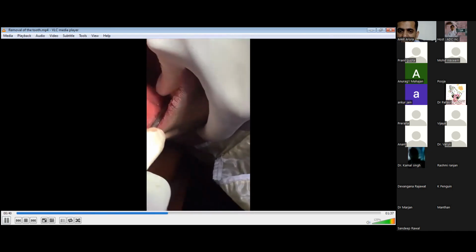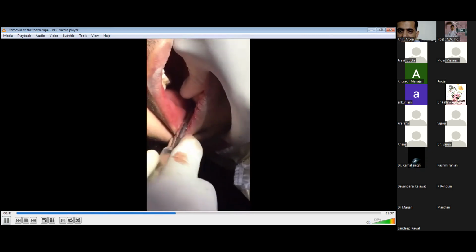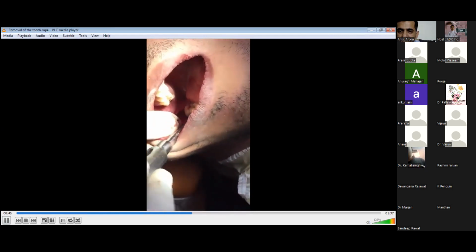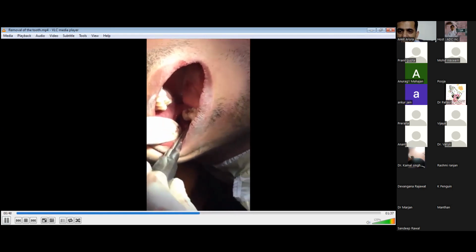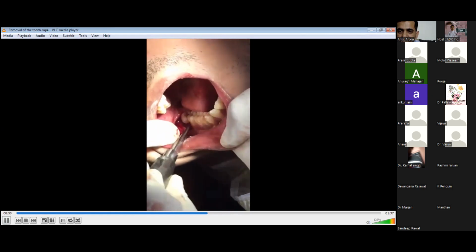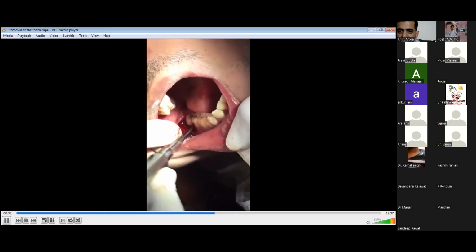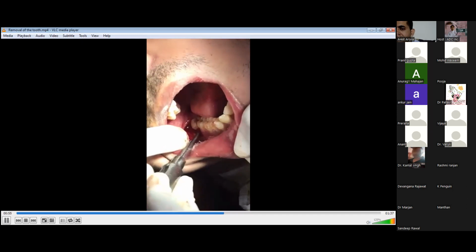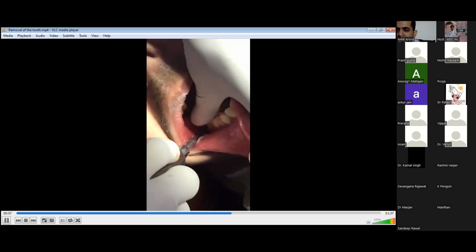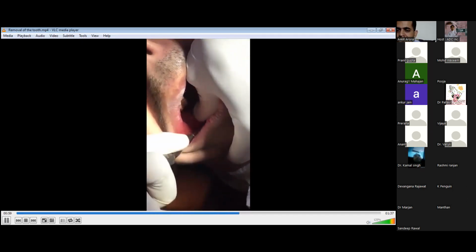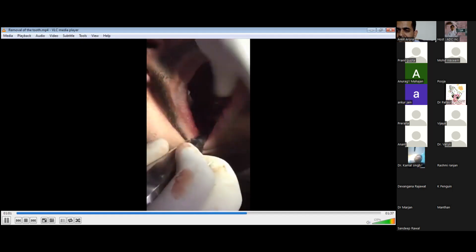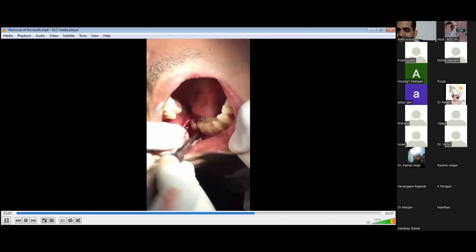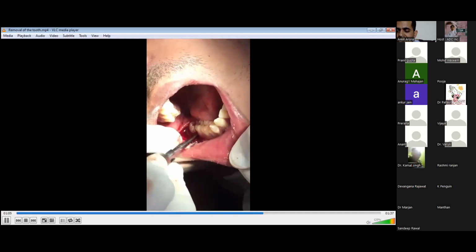Okay. Now you people can see. Yes. Now I'll apply my forces here, and you can see the elevator forces, and this is how it is done. You can see the movement of the tooth. Slowly and gently, and then we'll apply the forces again between 7 and 8.